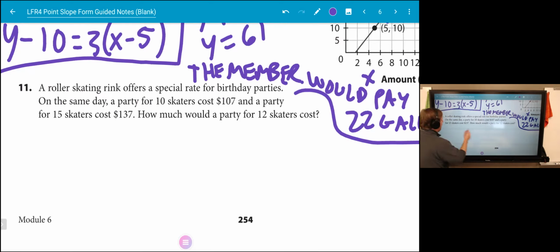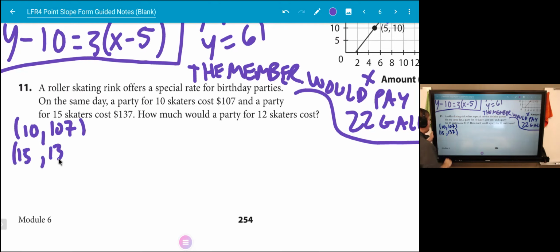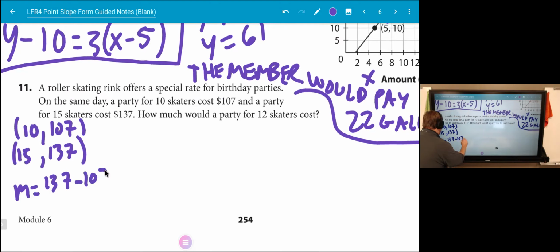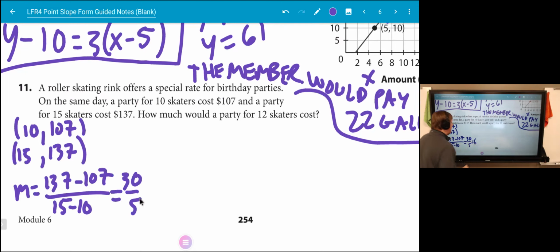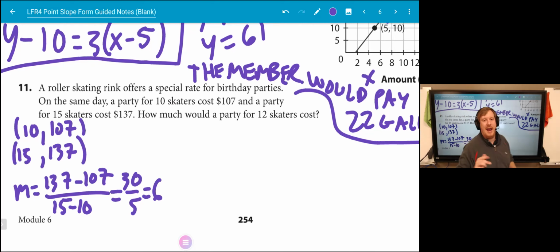I'm going to take 2 points here. I'm going to take my 10, 107, and 15, 137. I'm going to get my slope. M equals 137 minus 107 divided by 15 minus 10. This gives me 30 divided by 5, which is 6. My slope is 6. I'm not asking you to interpret slope, but I could because we've done that.